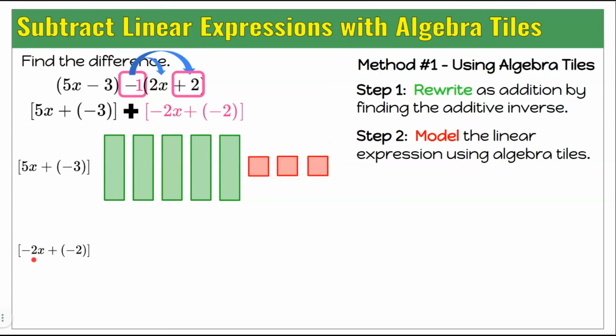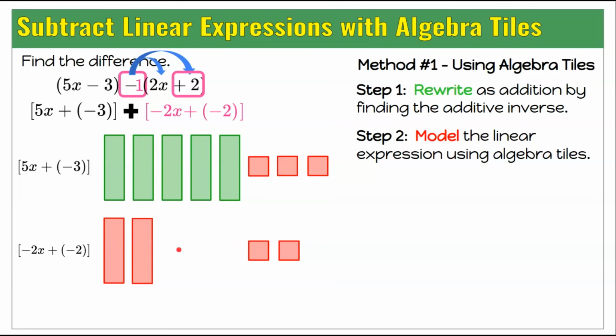Now let's do our second. Negative 2x is going to be 2 long red ones because it's negative. So 2 negative x's. And then 2 negative integer tiles. So I have 5 x's and 3 negatives, 2 negative x's and 2 negatives.